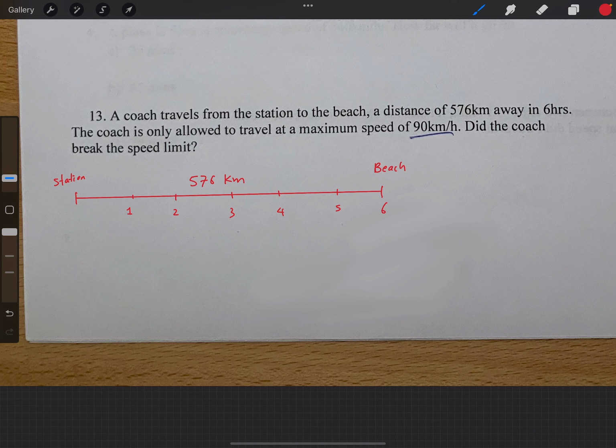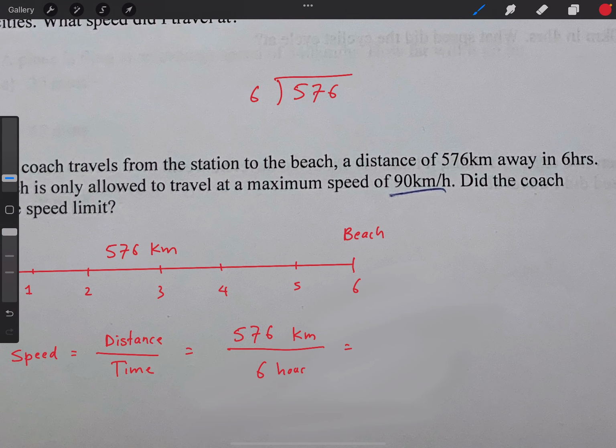So remember, speed is equal to distance divided by time. The distance is 576 kilometers divided by the time. You've got 6 hours, so divided by 6. So let's do 576 divided by 6 with long division. 57 divided by 6, you will get 9. 9 times 6 is 54. Take away, you get remainder 3. 36 divided by 6 is 6.